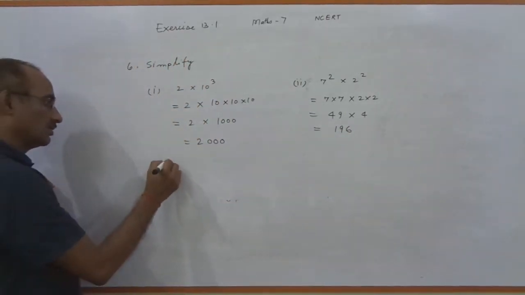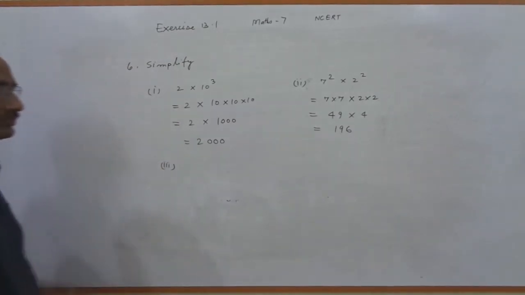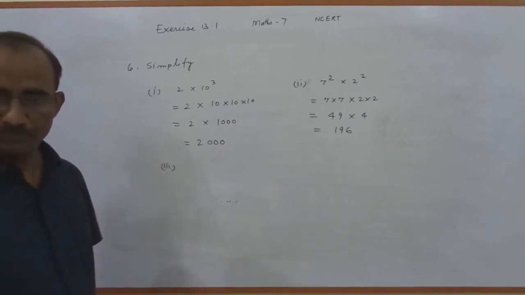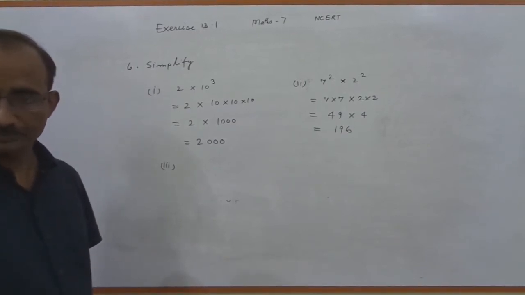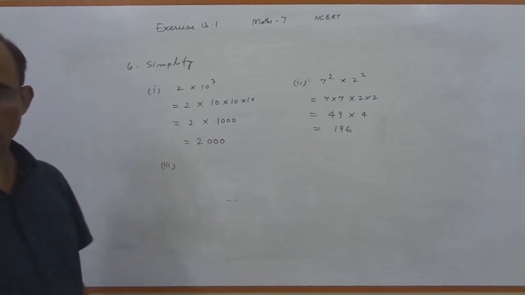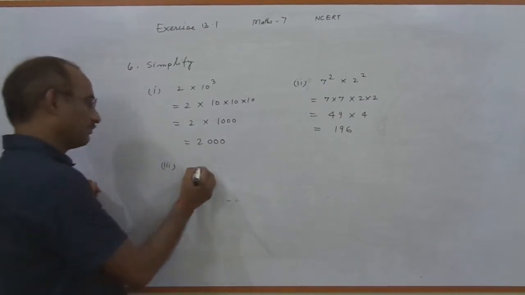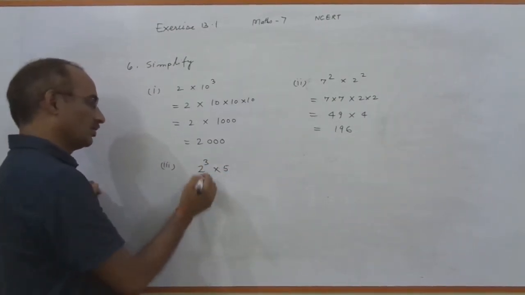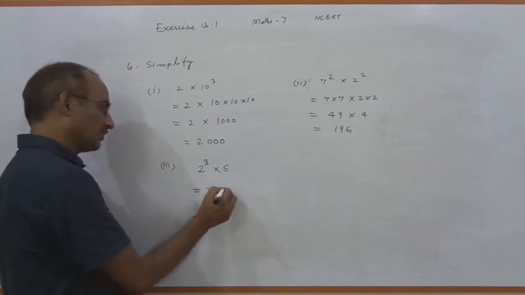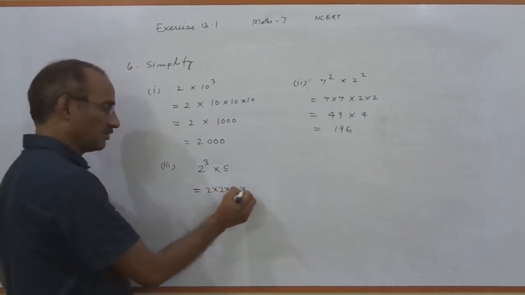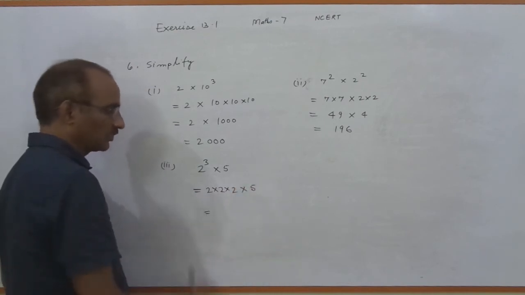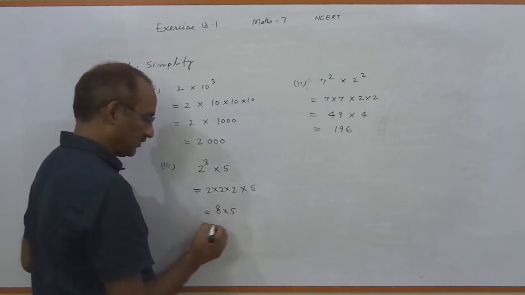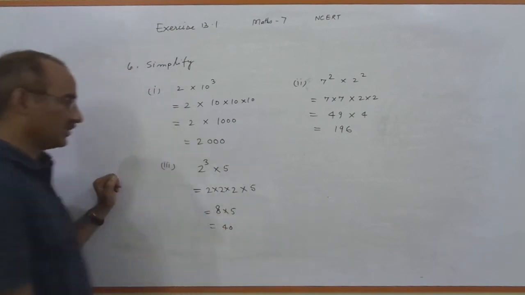And now question number 3. We have 2 power 3 multiplied with 5. It can be written as 2 multiplied with 2 multiplied with 2 and multiplied with 5. 2 twos are 4, 2 fours are 8, multiplied with 5, and finally we get 40 as our answer.